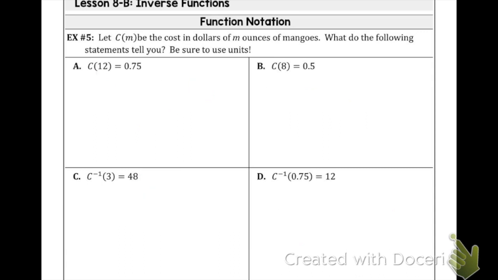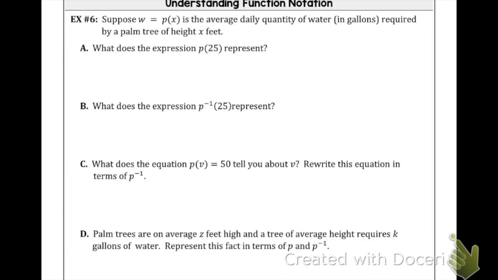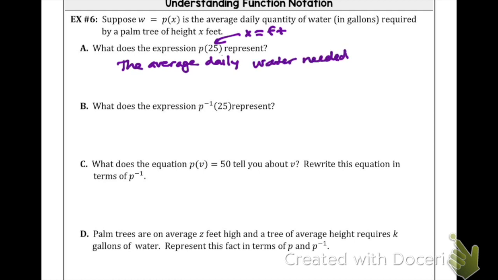Okay, so in example 6, we're just going to take that a little bit further. So we have W is equal to P of X, the average daily quantity of water in gallons required by a palm tree of height X feet. So if P of X, this is your X, which is in feet, right? So P of 25 would represent the average daily water needed for a 25-foot palm tree. Oops, it's spelled palm tree.